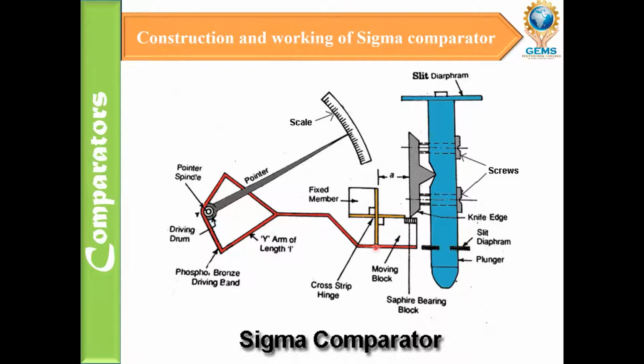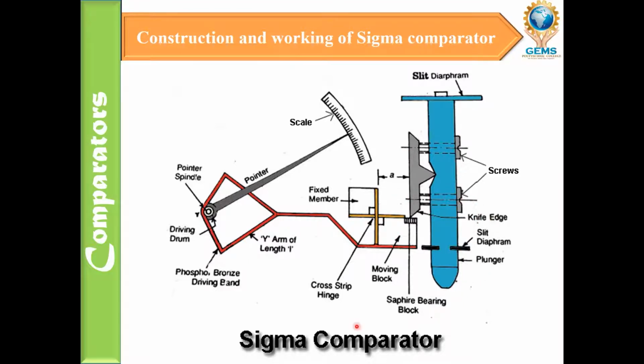We saw in the slide before the last how the principle in the figure will be applicable here. And then there is the Y arm, and the phosphorus bronze driving band, and this is the pointer. So this is the pointer, an indicator. Now how it will work.